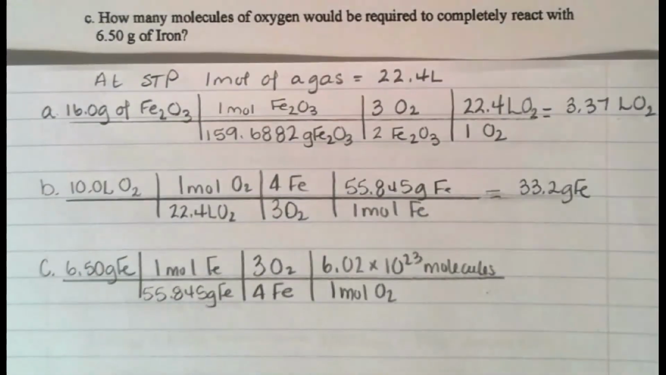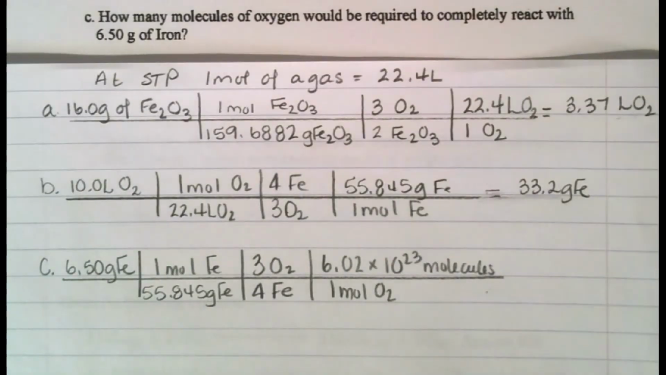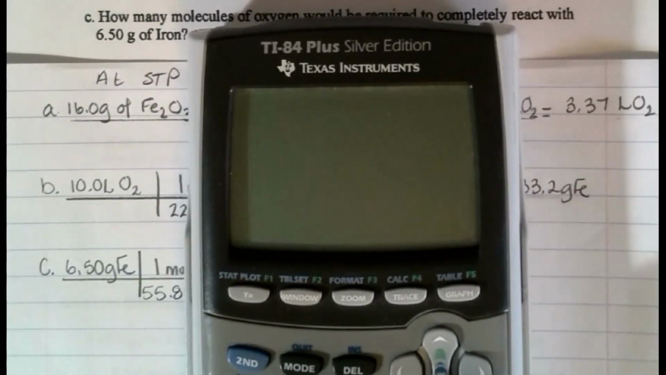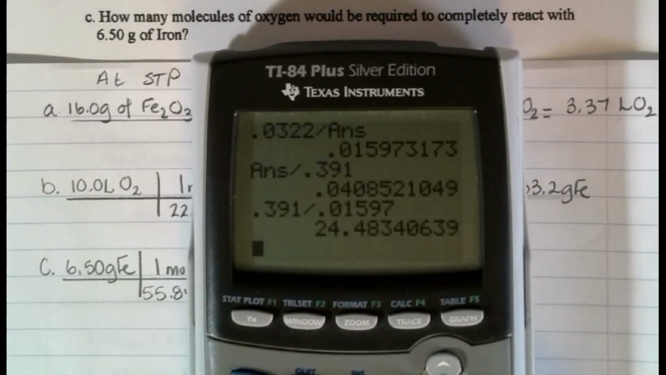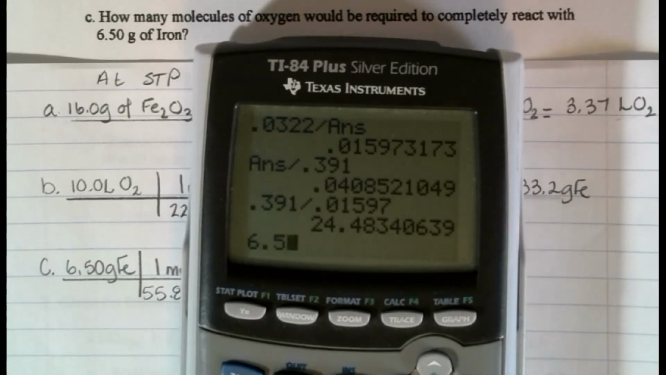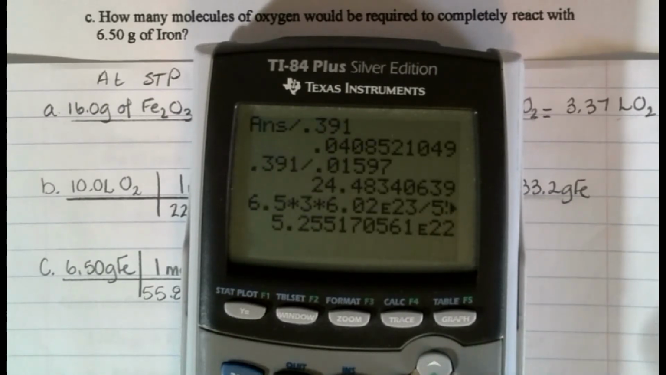And as I math it, if you can bear with me, let's go through that a little bit more on our calculators here, how to do that. I'm going to take the 6.5. Oh, it'd help to turn it on, wouldn't it? I'm going to take the 6.5 times 3 times 6.02, and we're going to use scientific notation, divided by the molar mass, divided by the 4 moles, and I get a wonderful answer. If you see that, it's 4.255170561 E22.